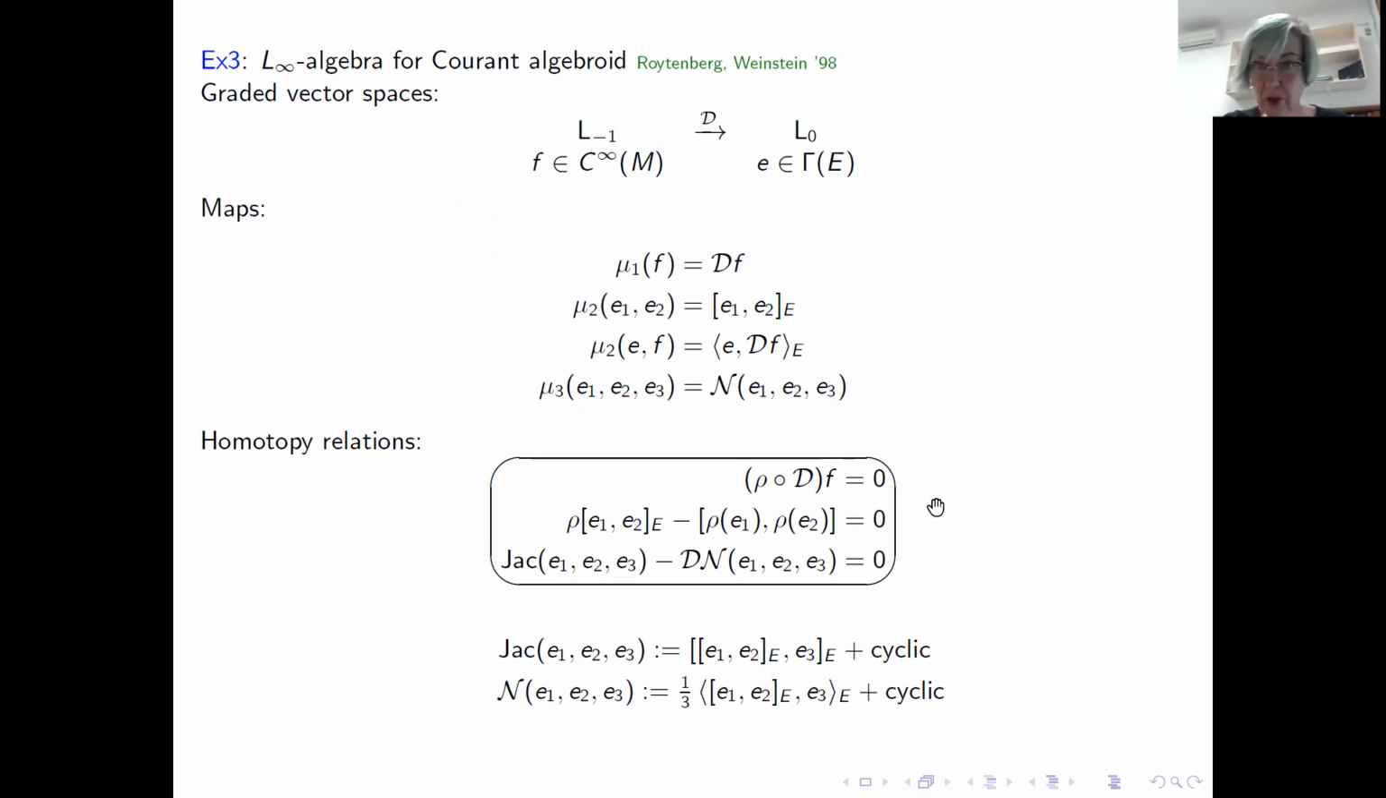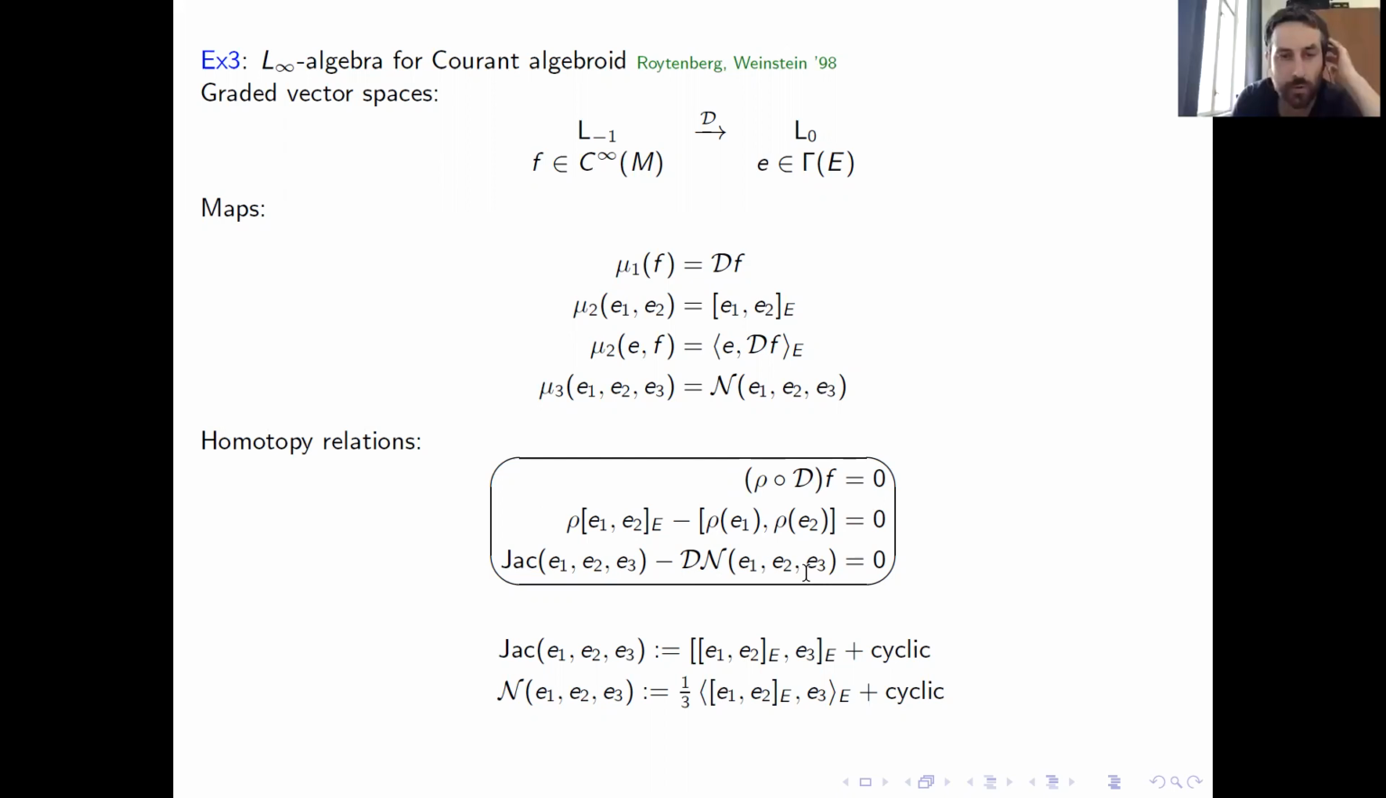the Courant algebroid. So they tell you that the map rho is such that this differential is the kernel of the map rho, that the map rho is a homomorphism, and that the Jacobiator is 0 up to the exact terms in I. These are the defining properties of a Courant algebroid, where I show you what the Jacobiator is and actually the Nijenhuis function given here.